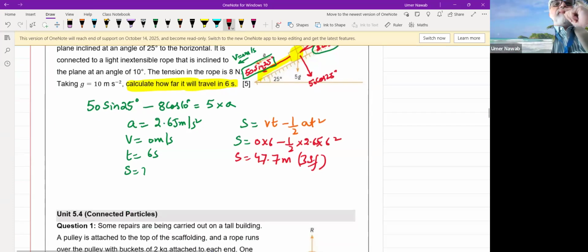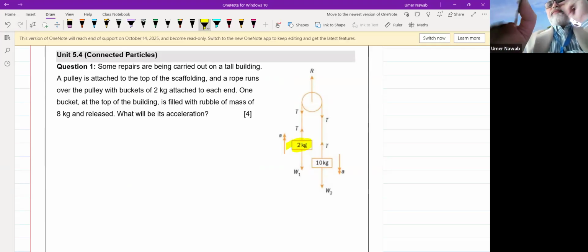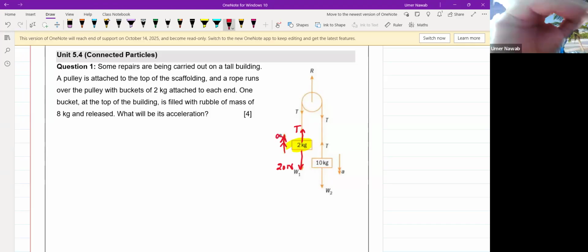So Newton's second law was very helpful for us. Now we come to connected bodies. In connected bodies, the question will provide us two bodies which will be connected by means of a string, and the string is passing over a smooth pulley. So the first particle, this is 2 kg, its weight is acting downward, and the tension T is upward. So the weight will be 20 newtons and the tension T is upward. Acceleration will be A upward.